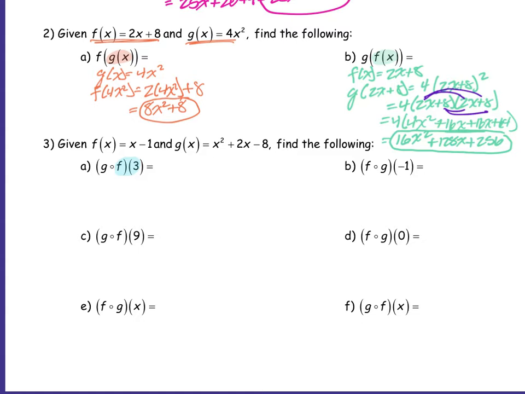So I want to find f of 3, which is f is here. So that's 3 minus 1, which is 2. And then find g of 2, and here's 2. So that's 2 squared plus 2 times 2 minus 8, which is 4 plus 4 minus 8, or 0.